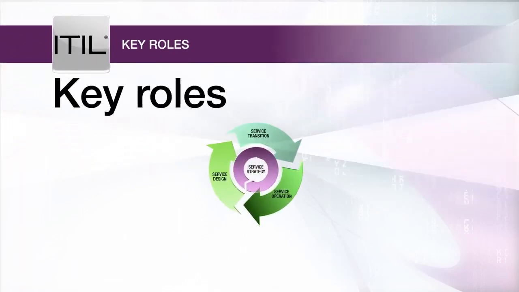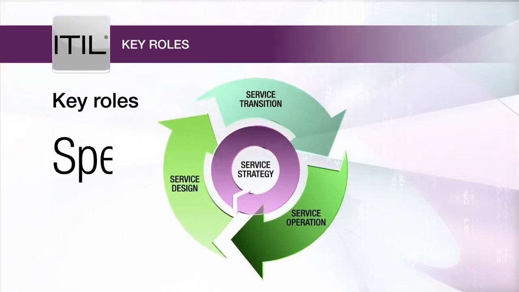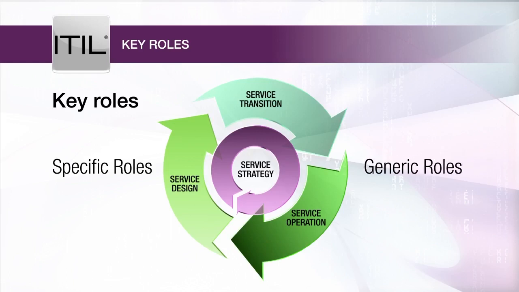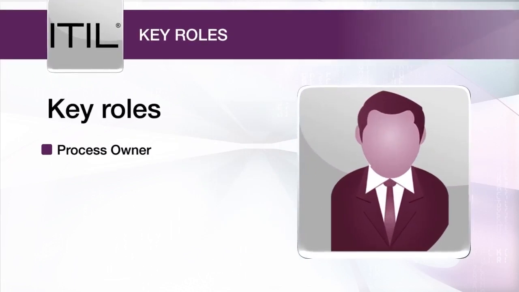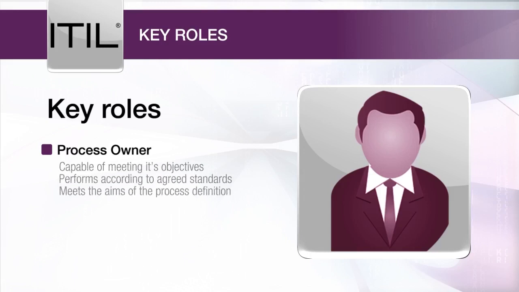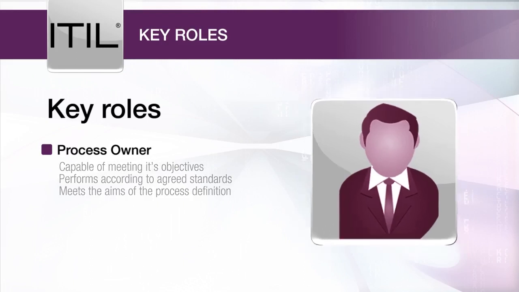There are 2 types of role defined in ITIL: specific roles, which relate to a specific part of the life cycle and will be discussed in later modules, and generic roles, which are relevant throughout the life cycle. The process owner is accountable for ensuring that a process is fit for purpose, i.e., capable of meeting its objectives, performs according to the agreed standard, and meets the aims of the process definition. This role may be assigned to the person carrying out the process manager role.